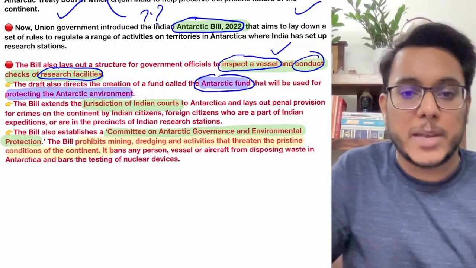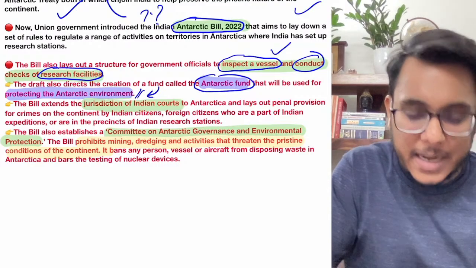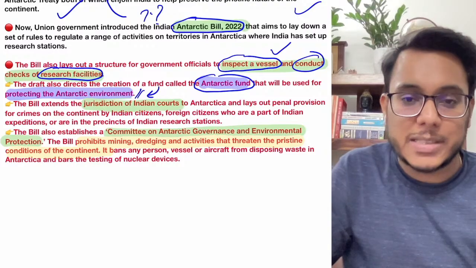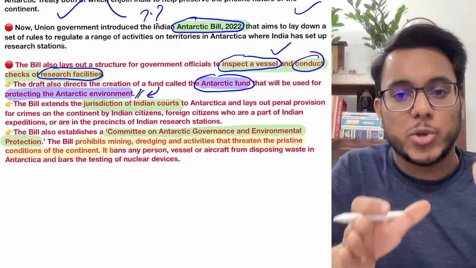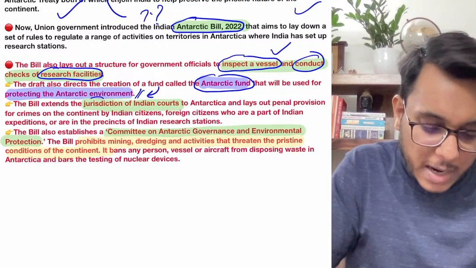Now this particular fund will be used for protecting the Antarctic environment. Then the third provision is that this particular bill extends the jurisdiction of the Indian courts onto the Antarctica.